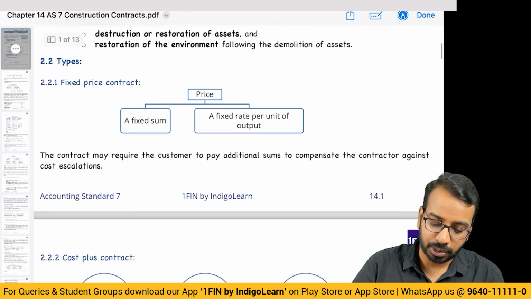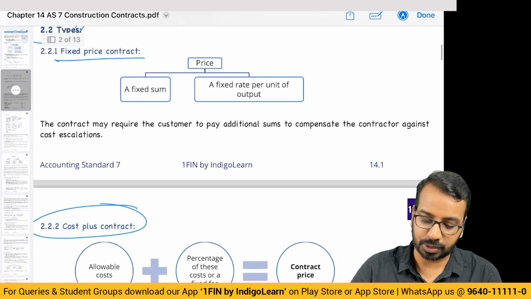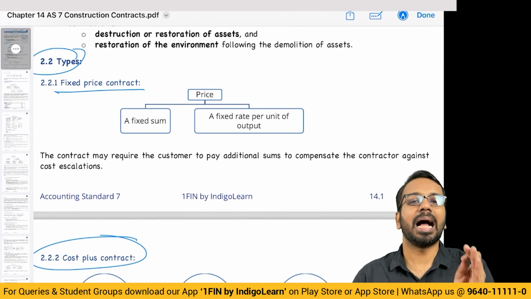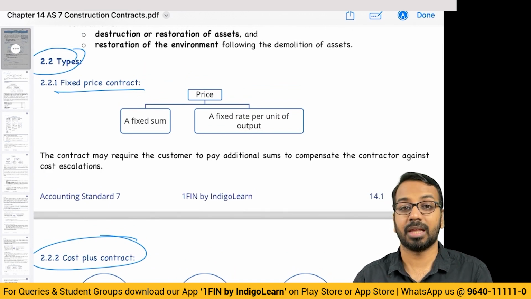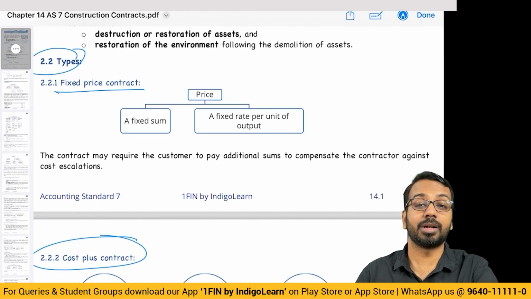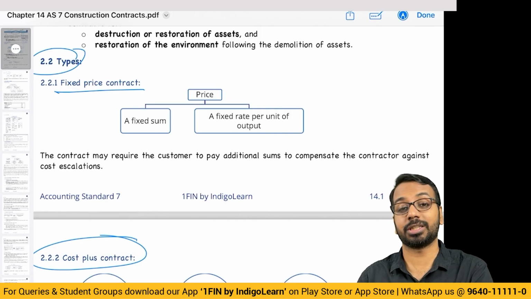Okay. Now, there are two types of contract. One is fixed price contract, second one is cost plus contract. Now, fixed price contract, basically it means that I will give you a fixed rate. Means if you construct 5 kilometers of road, per kilometer I will give you so much. That is fixed. It will not change, it will not vary.